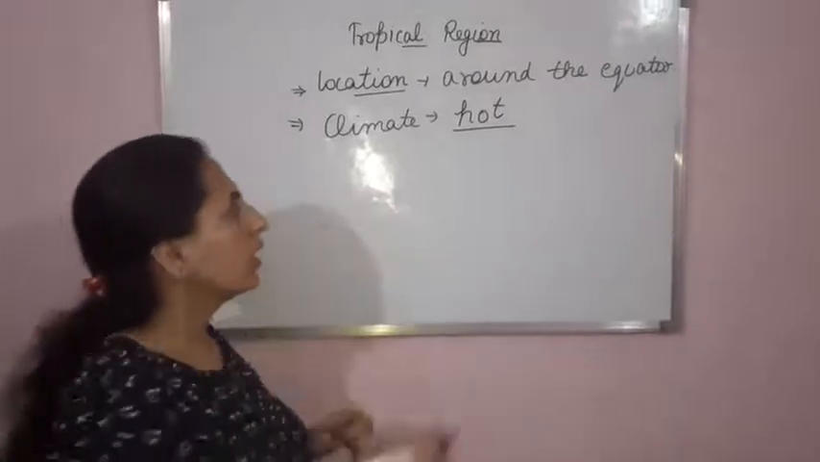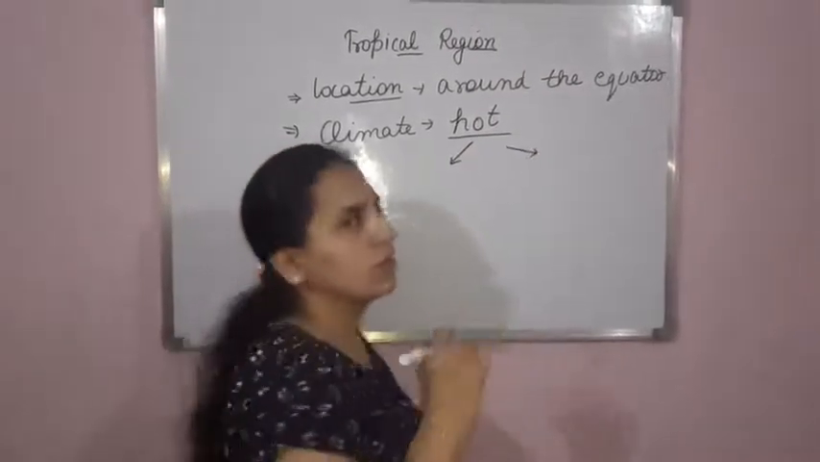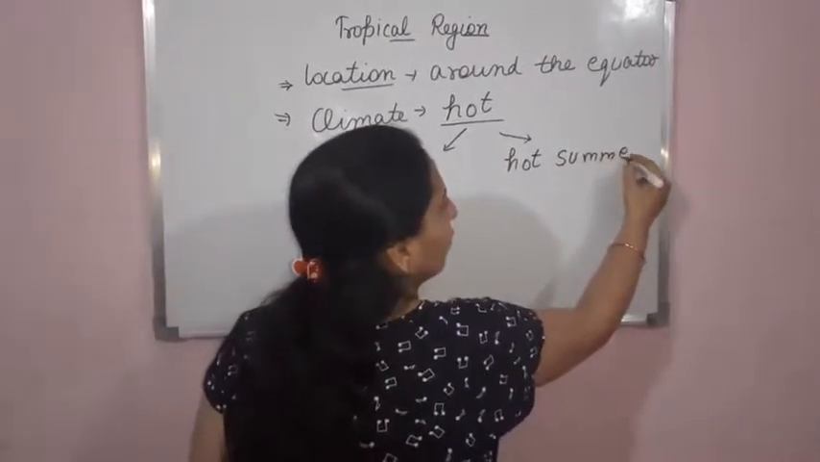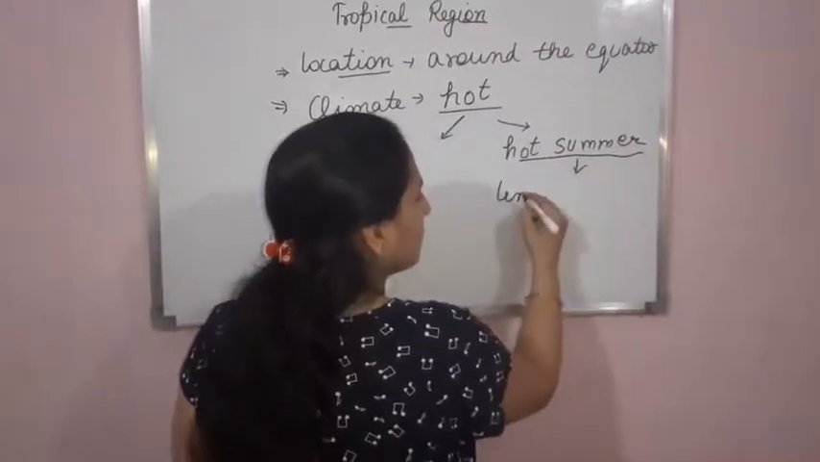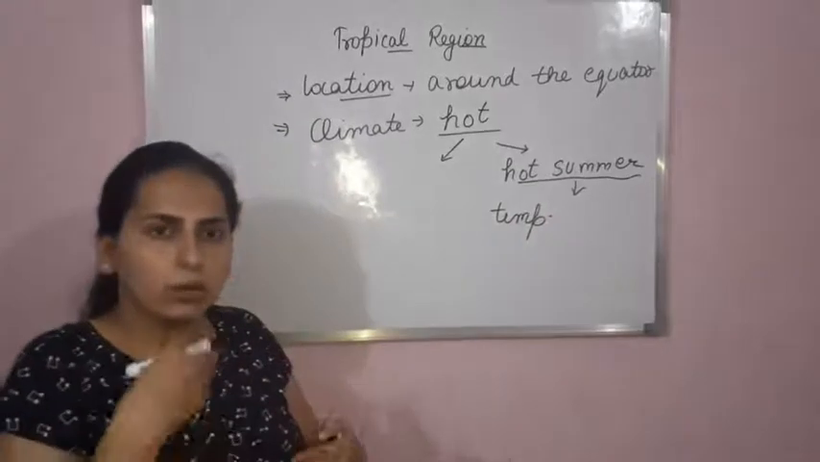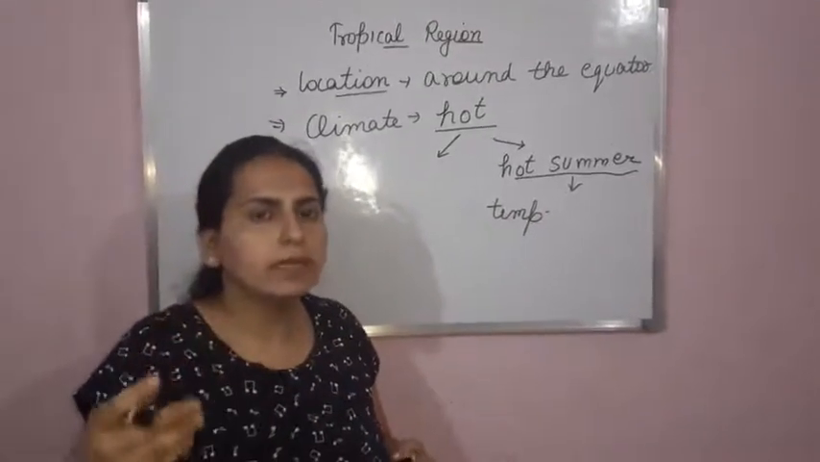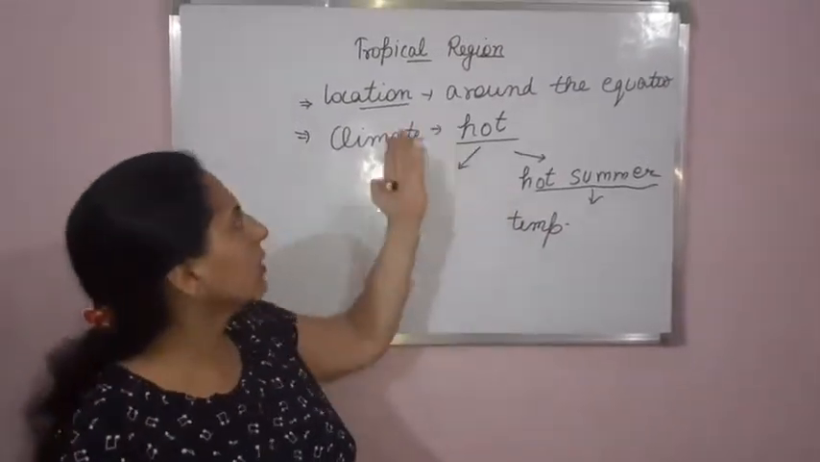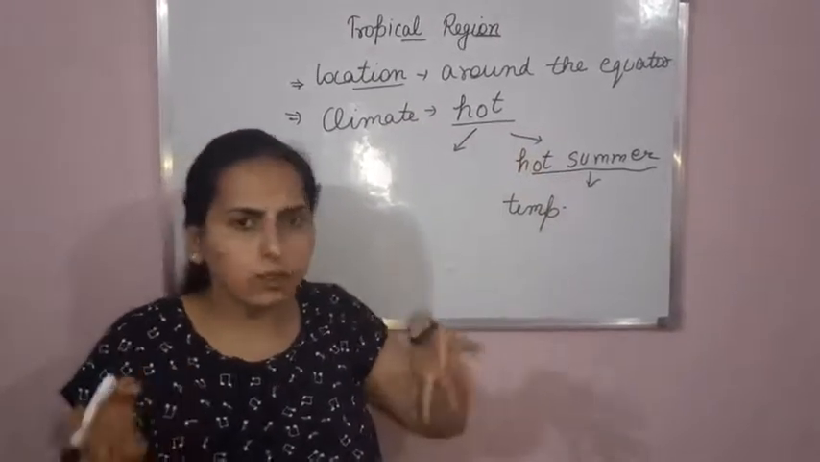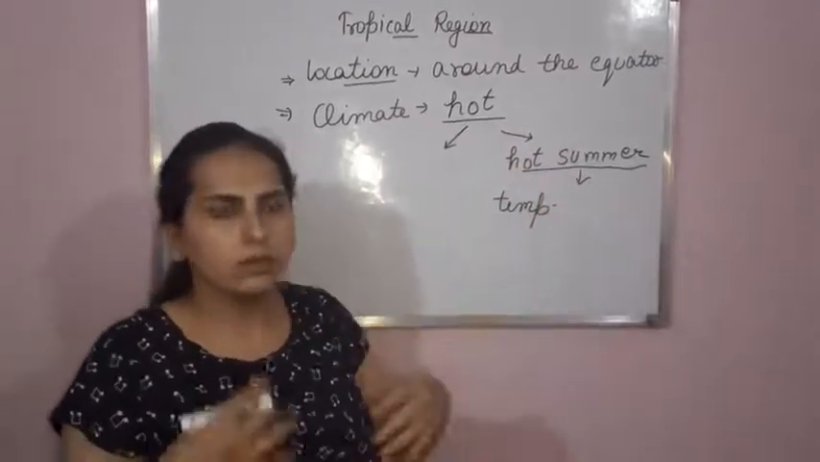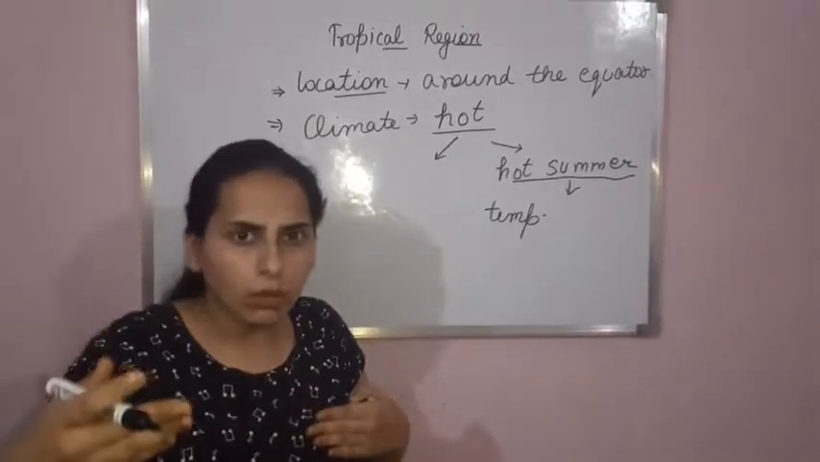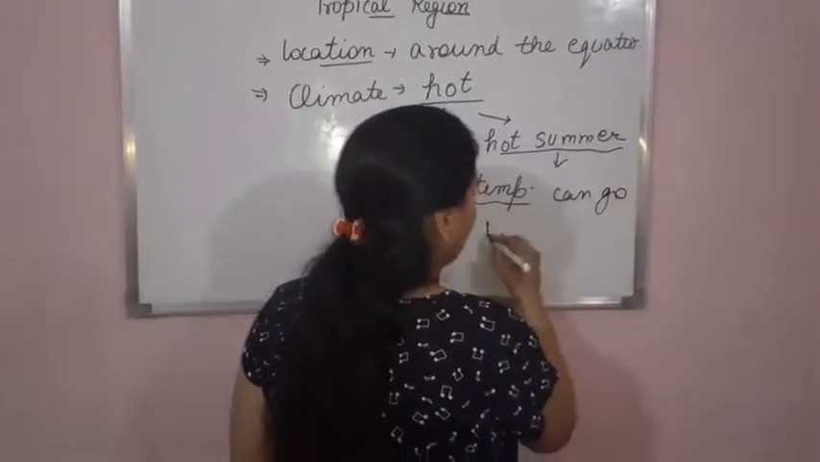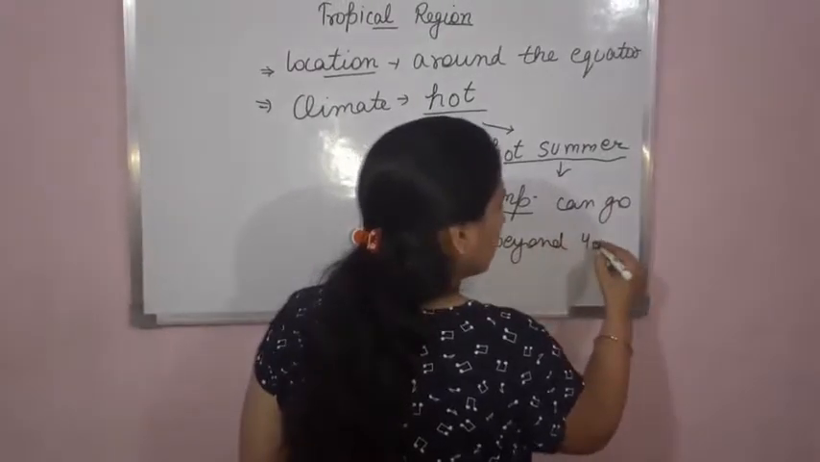Okay, now if I talk about winter and summer. During the hot summer, the temperature may go beyond 40 degree Celsius. As you know, the climate of tropical region is hot. So during the hot summer, the temperature can go beyond 40 degree Celsius.